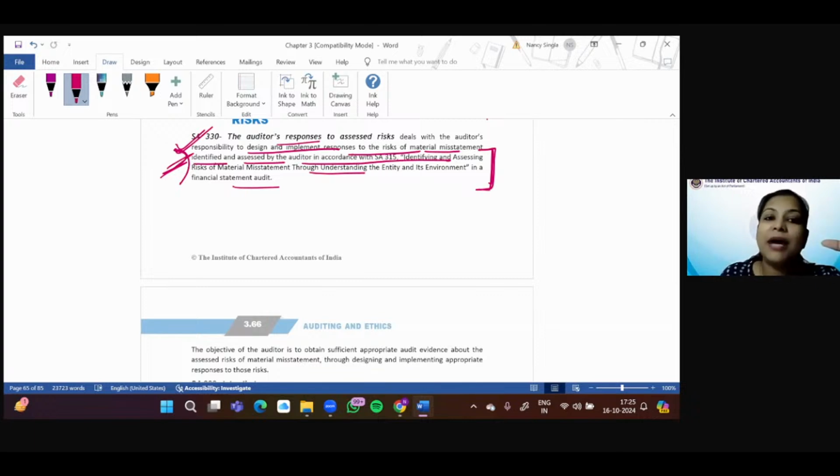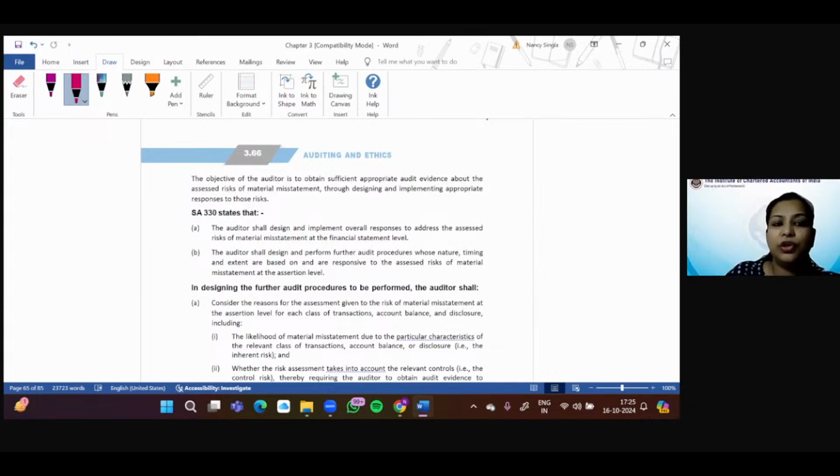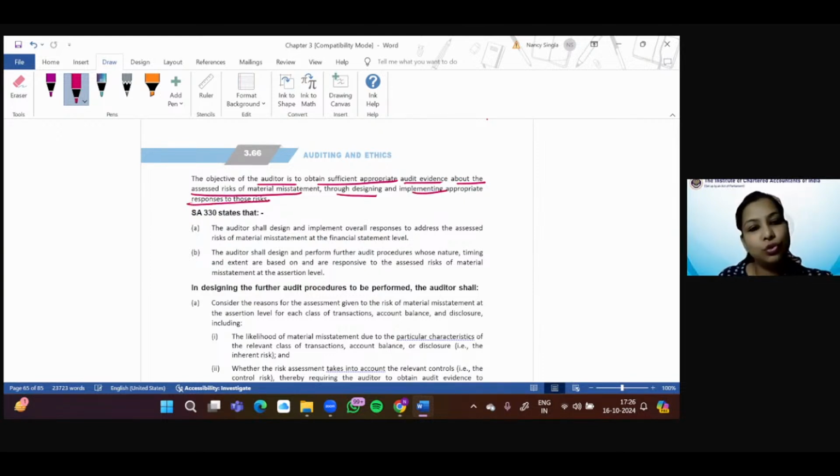So what is the name? Identifying and assessing the risk of material misstatement through understanding the entity and its environment. So it becomes so easy for you to learn, right? So what is the objective of the auditor as per SA 330? It is to obtain sufficient appropriate audit evidence about the assessed risk of material misstatement. How? Through designing and implementing appropriate responses to those risks, right? SA 330. So I was telling you that risk of material misstatement exists at financial statement level and assertion level.